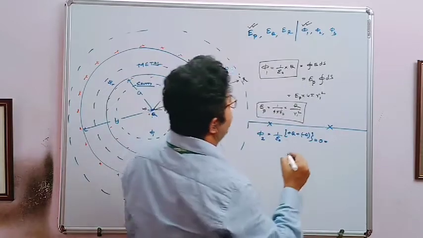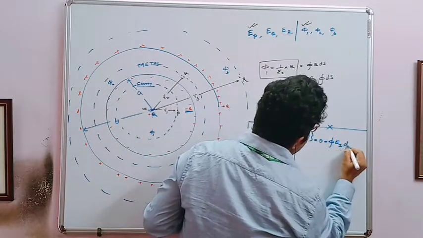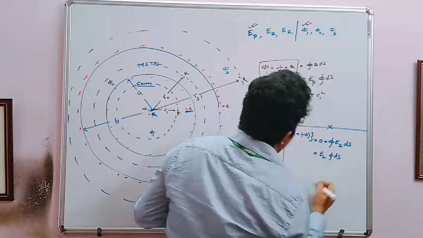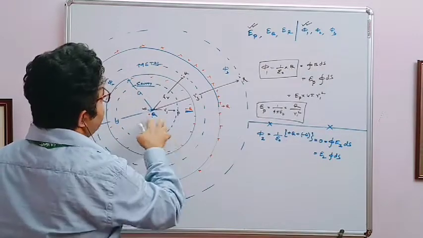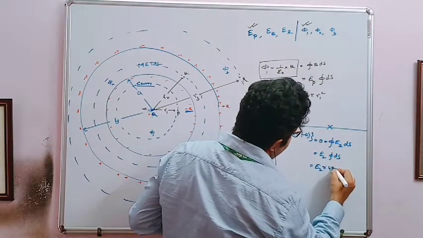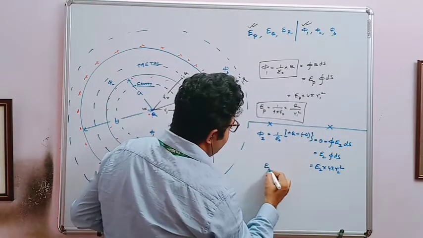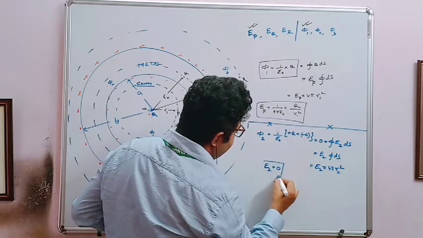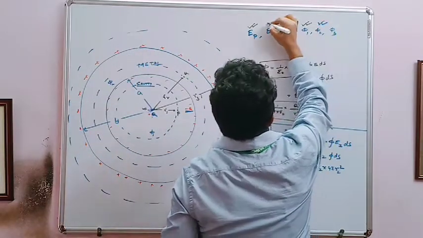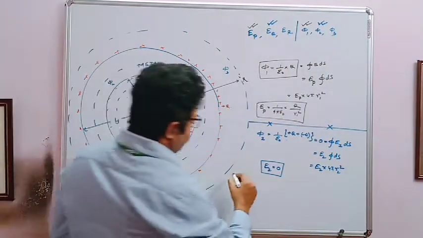Now as the flux is 0, from the definition of electric flux, we can say electric field at 2 into ds, and in this one the radius is r2. So what can we write? E2 into 4 pi r2 square. But as the flux is 0, the electric field is also 0. So now you have solved the second one also, and now the third one.